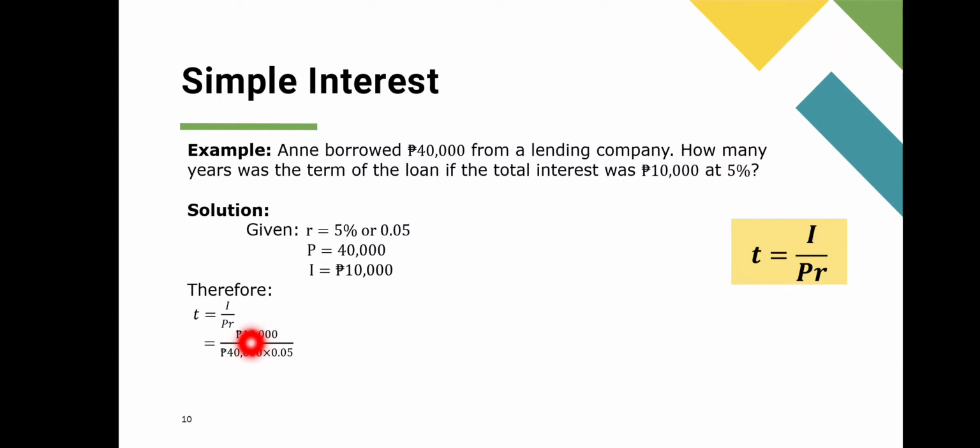So first we multiply 40,000 by 0.05 before we divide 10,000 by their product. So answer is 5, or that is 5 years. Okay, so therefore the term of the loan is 5 years.